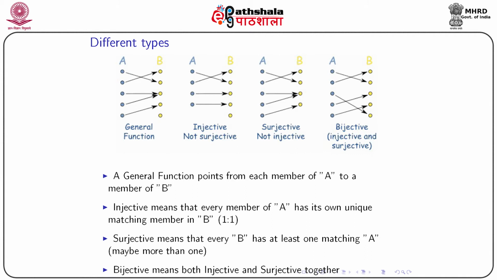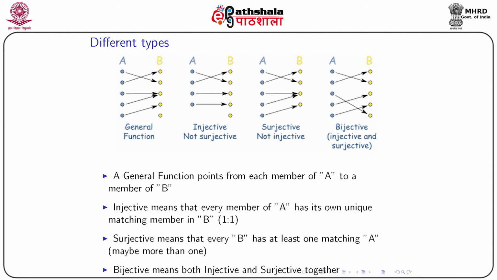We can have a different type of mapping too, that is called surjective. Now what is the definition of a surjective mapping? Surjective means that every B has at least one matching A. That means for each of these B, I will have at least one element which belongs to set A. I can have more than one element. Just see the picture, the third one.